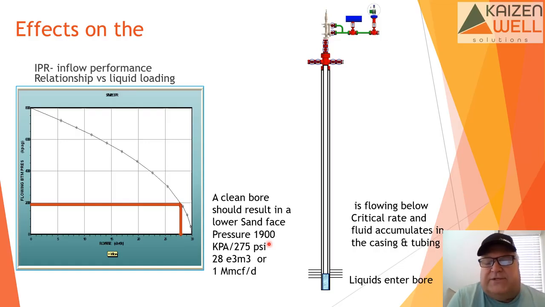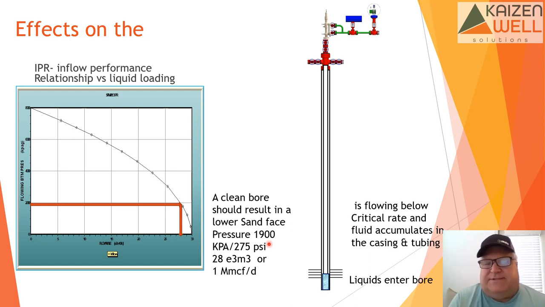So critical rate is a number. It's not an exact number. Different weights of fluids and all that, of course, affect it. But it gives you a good idea when you're looking at a well and you're starting to see your casing pressure increase and your production drop. It's good to have that understanding of what critical rate is.